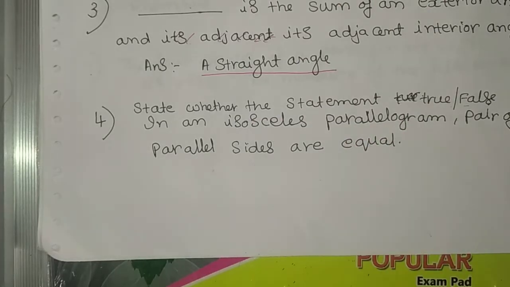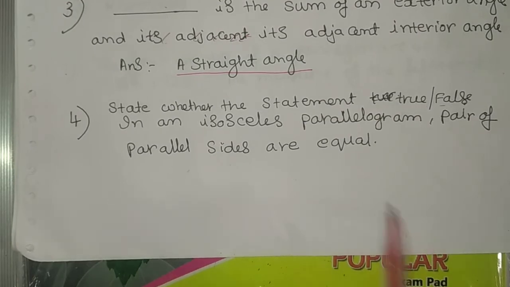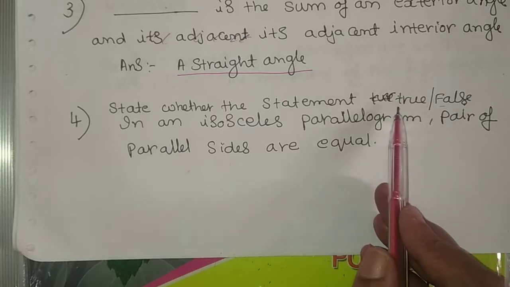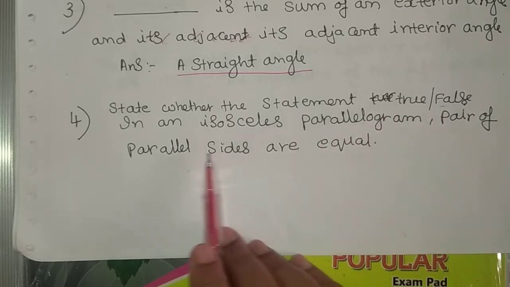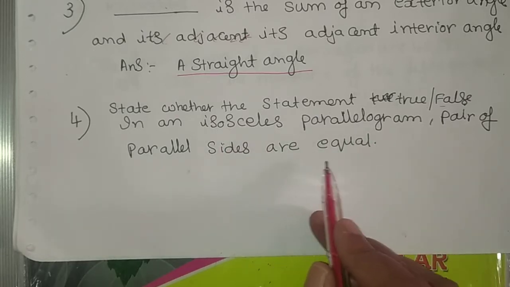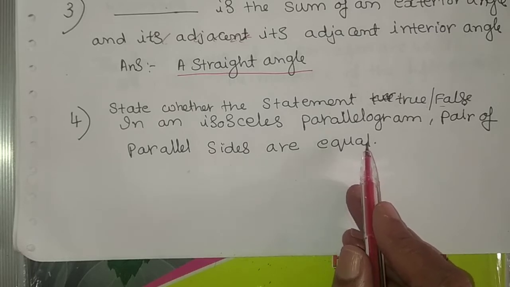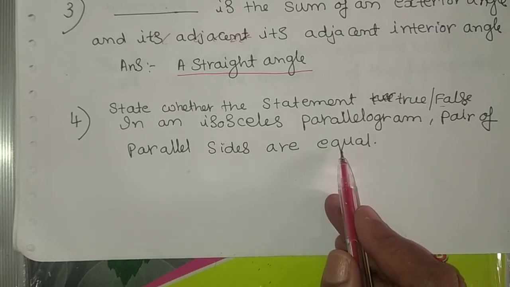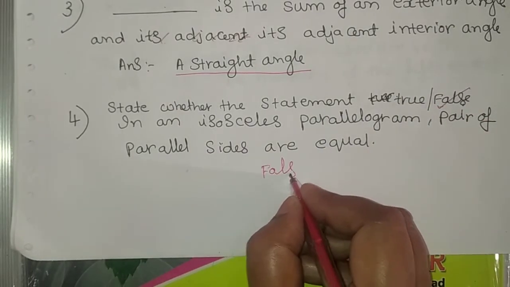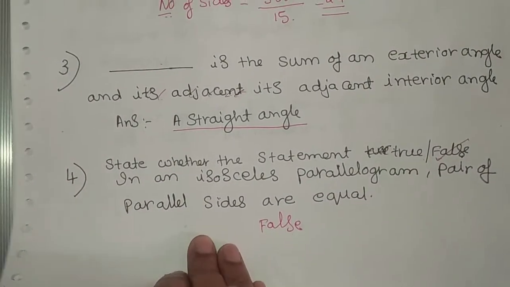So next step is, state whether the statement is true or false. So we have to state this one as true or false. That is, in an isosceles parallelogram, pair of parallel sides are equal. Now the statement is false here. So it is false.